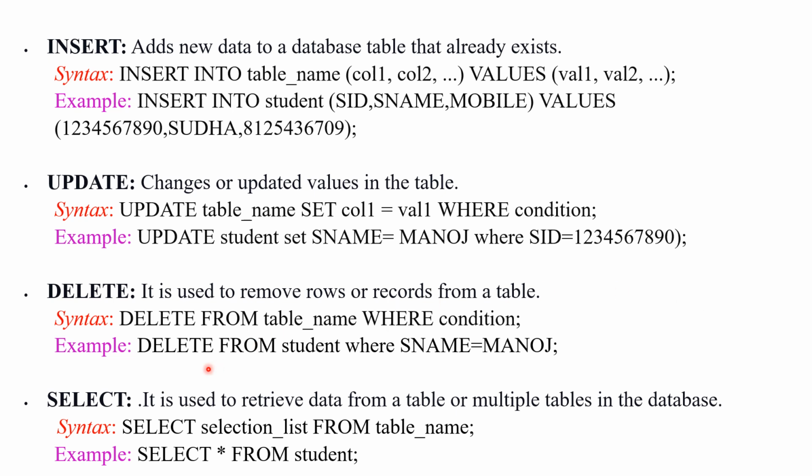The next command is select. It is used to retrieve data from a table or multiple tables in the database. So if you want to retrieve some information from one or more tables, then we can use the command select. The syntax is select selection list from table name. So if you want to select multiple columns, then we can write them, or if you want to retrieve all the columns from the table, then you can use select star from student. Here the star symbol says that we want to retrieve all the columns from the table.